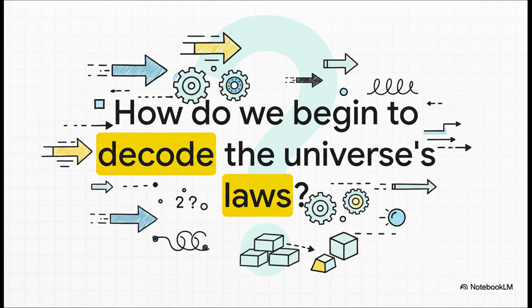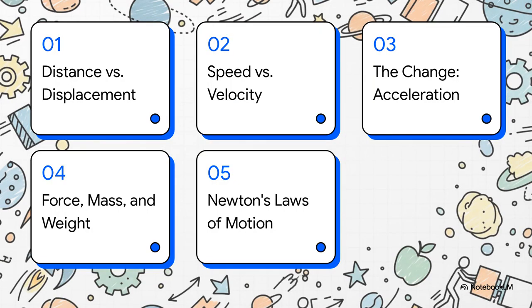You have to learn the language of motion, one piece at a time, and that is exactly what we're about to do. So here's our roadmap. We'll start by figuring out how to describe where something is, using distance and displacement. Then we'll see how fast it's going with speed and velocity. After that, we'll explore how that motion changes with acceleration and dig into why it changes with force, mass, and weight. And finally, we'll bring it all home with Newton's three incredible laws of motion.